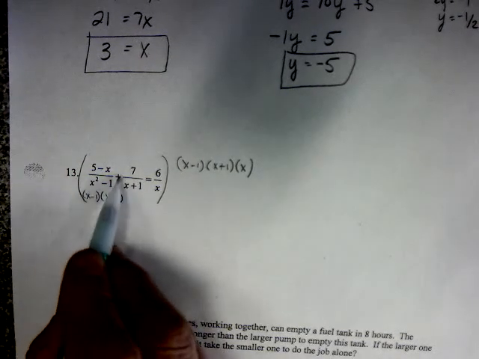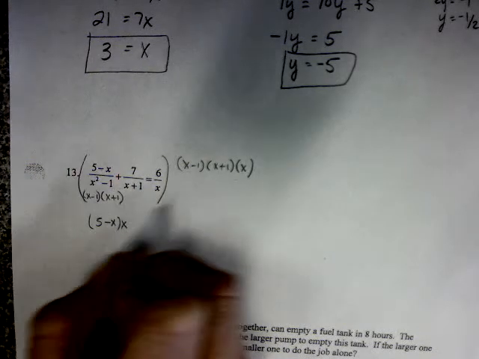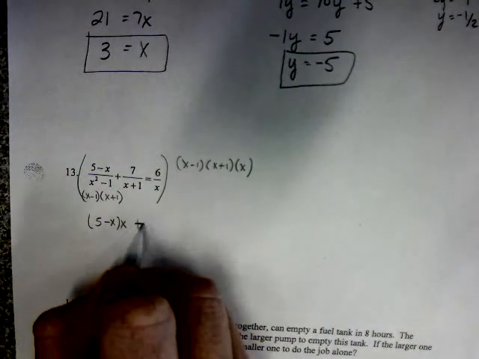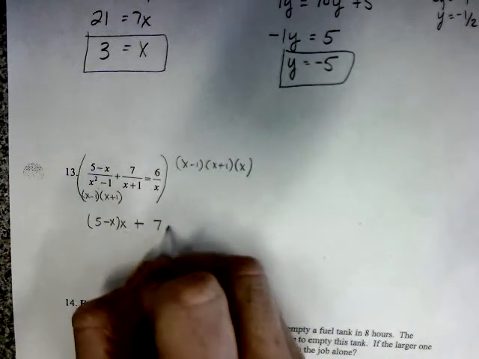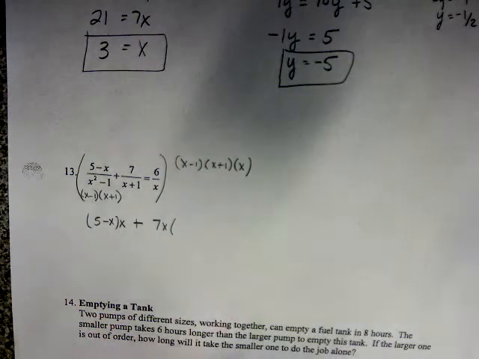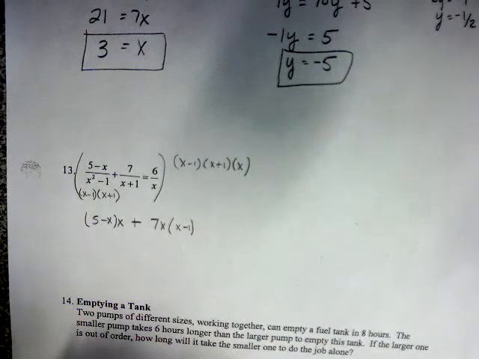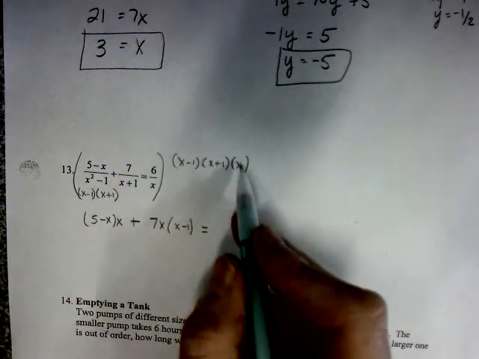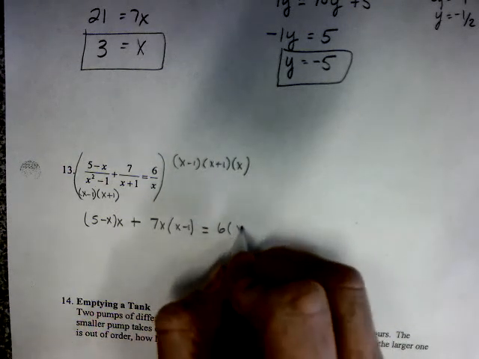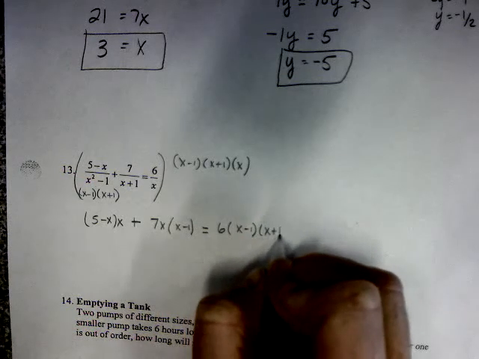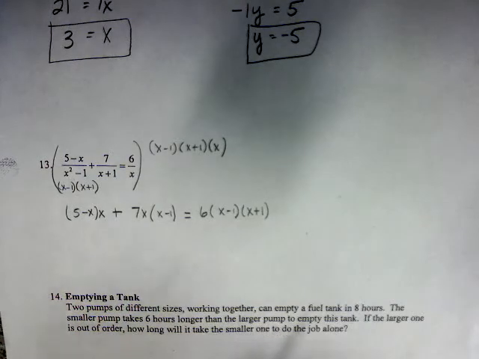the x minus 1 and the x plus 1 will cancel out, and we would just be left with 5 minus x times x from there, plus, now here the x plus 1s will cancel, so we'll have 7x times x minus 1, and that will equal, here in the end, the x's cancel, so we'll keep our 6 times x minus 1 times x plus 1. Okay, we can now multiply through and solve.